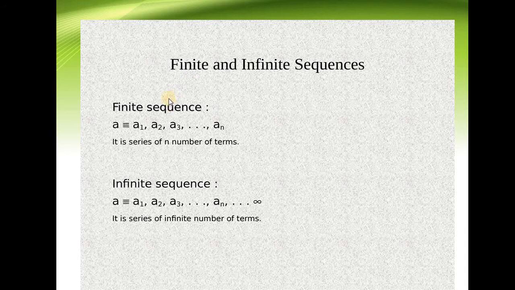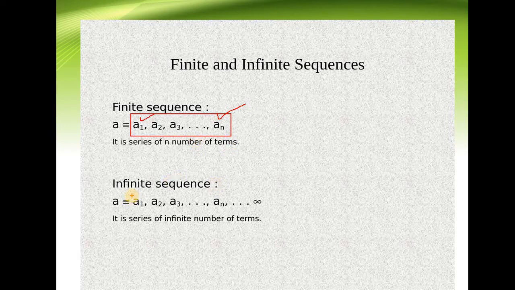Now look, here we have finite and infinite sequences. What is a finite sequence? If the first term is denoted by a1, which is equal to a, similarly the second term is a2, the third is a3, and the last term is an, then here we see the first term and the last term. So it is a finite sequence. Look at this sequence, it is finite because we see the first term a1 and the last term.